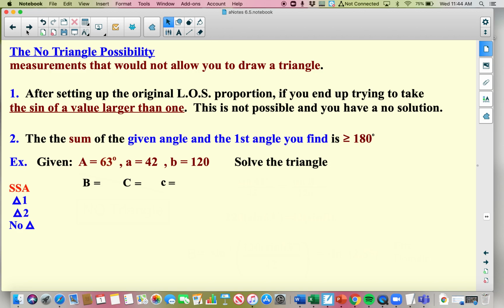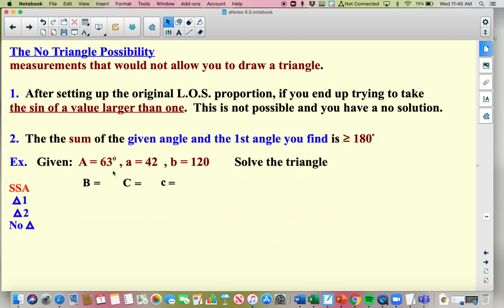Okay, so ambiguous case might have just one triangle, it might have two, which I just covered. It also might not work at all. So I just very quickly want to give you an example of this. The steps are here, but it's fairly straightforward because bottom line is you're going to get an error on your calculator. So that will tell you, hey, this just doesn't work.